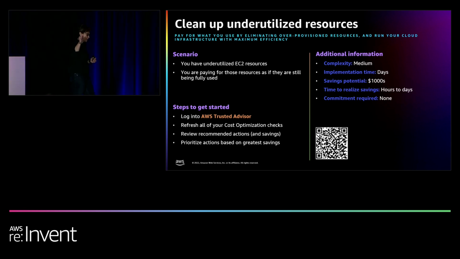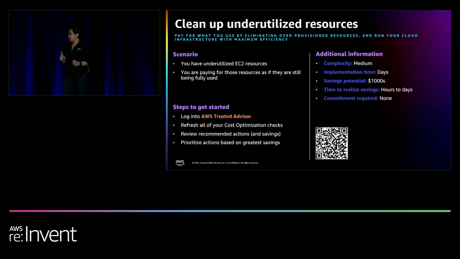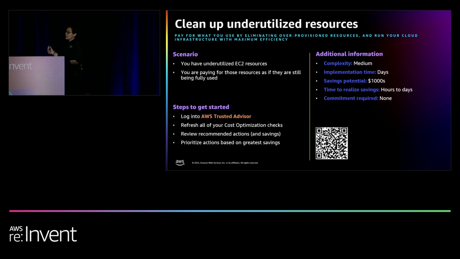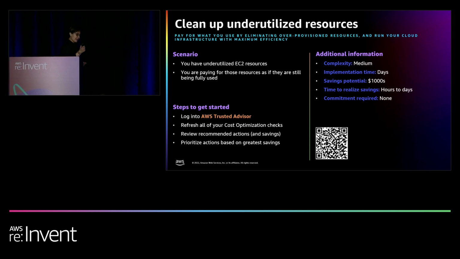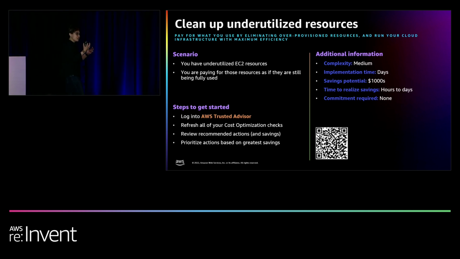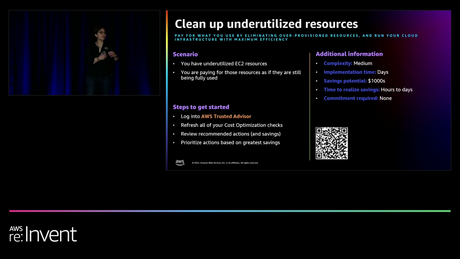Compute Optimizer supports EC2, EBS volume, and Lambda, and it continues to support more services as we go. Trusted Advisor covers also databases, and it's able to get you all of these underutilized resources and put it for you in a report and tell you how it is under-consumed or underutilized and why.